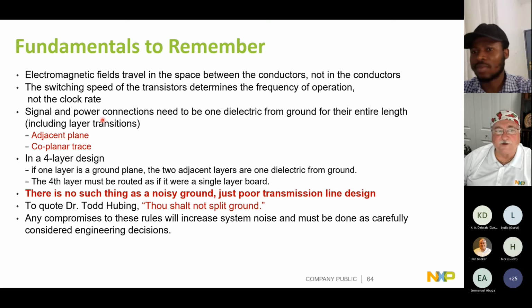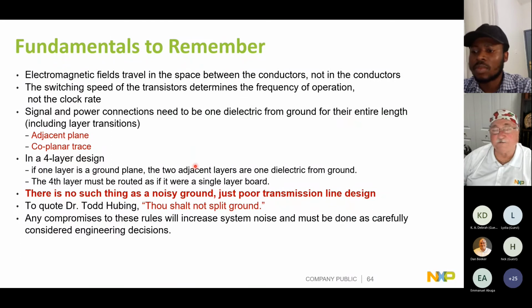Every switched conductor in that signal and power needs to be one dielectric from ground, from the source to the load, in all 3 dimensions, X, Y, and Z. Ideally, it's an adjacent plane. If you don't have the luxury of having planes throughout your board, then you use a coplanar ground trace, so that you put some definition to allow for the continuous dielectric to be bounded on one side by the continuous conductor and the other side by the switched conductor.